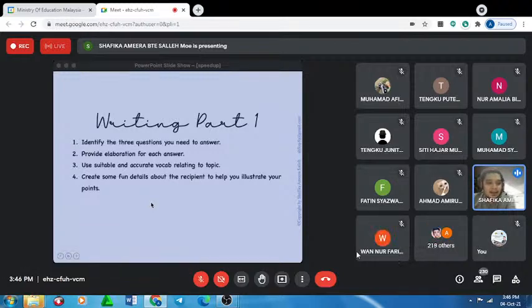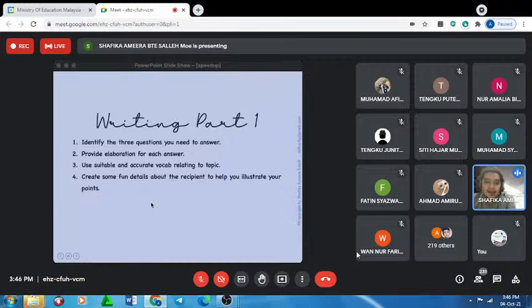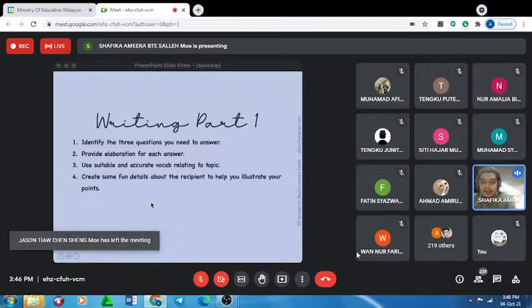Okay, and then number 4, create some fun details about the recipient to help you illustrate your points. Okay, this is a bonus point. Of course, it would be very interesting if you can make up, maksudnya reka satu kononnya satu maklumat menarik, very fun, interesting tentang the recipient, kawan awak yang hantar email tu kepada awak, to illustrate your point, to make your points sound better.